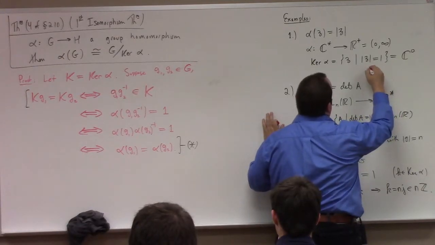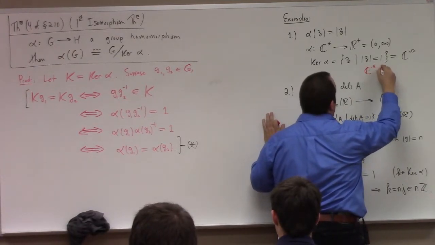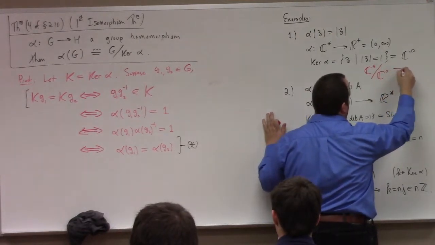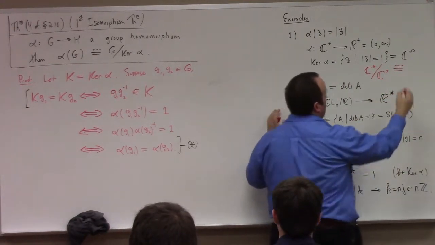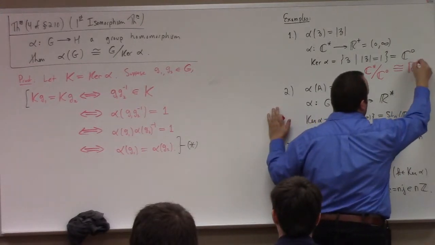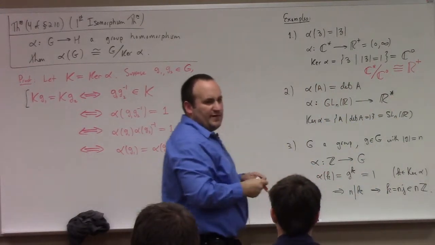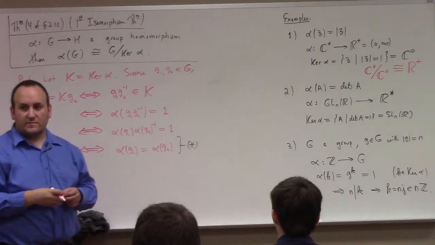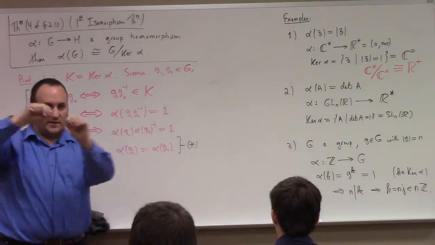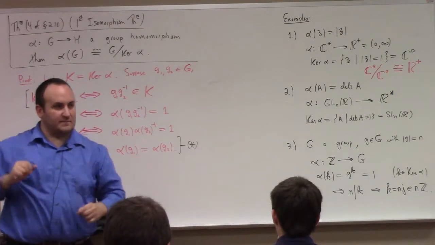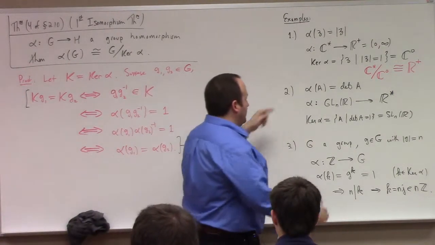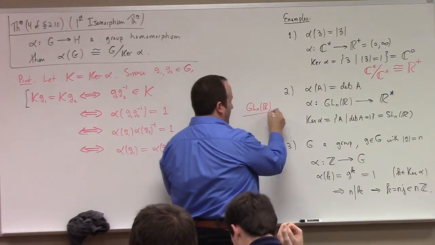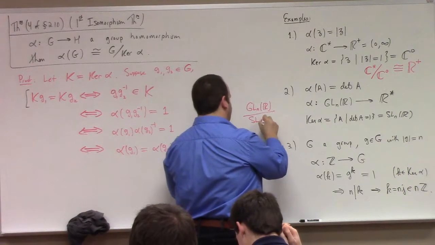We get C non-zero mod C0 isomorphic to R plus. I think we had a homework problem that scratched at that. You looked at the cosets, concentric circles, indexed by the radius. That's what this is again. This one would say that GLn(R) mod SLn is what?